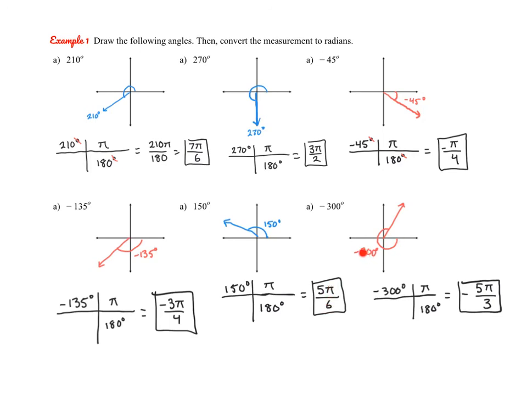And negative 300 degrees falls here in quadrant 1. Remember, moving in that clockwise direction. And our conversion gives us negative 5 pi over 3.